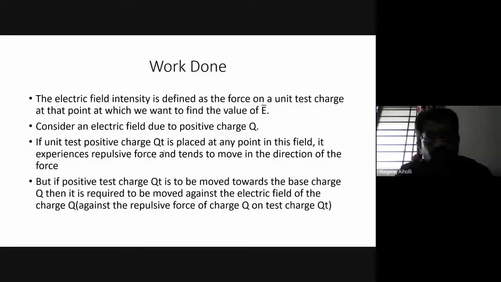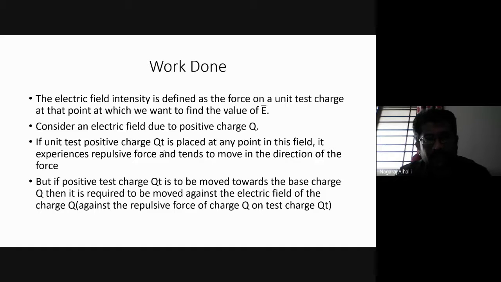Now if I want to move this Qt charge against the electric field, which is directed on the charge Qt from the charge Q, and if I am applying some force to move the charge Qt towards the charge Q, then what will happen? There is a repulsive force. The actual force is the repulsive force between the two charges. What I am trying to do here is move the charge Qt nearer to the charge Q, against the repulsive force that is already acting on the charge Qt.